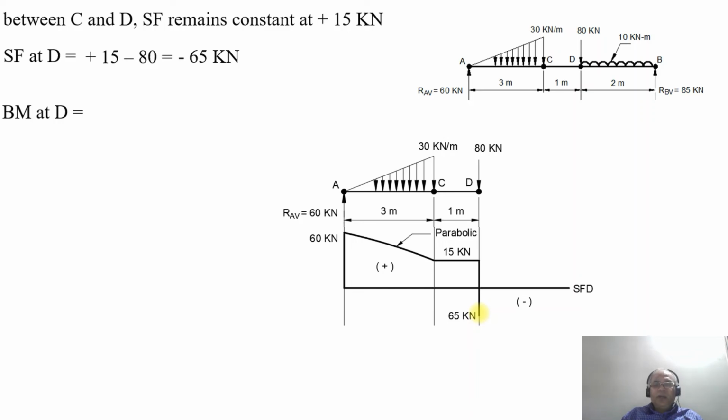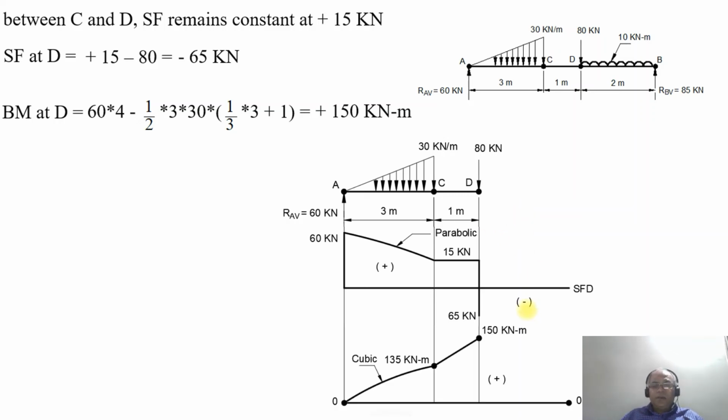So the bending moment at the point D will be equal to plus 60 into 4, minus half into 3 into 30 into 1 by 3 into 3 plus 1. So 1 by 3 into 3 plus 1. On simplification, you get plus 150 kilonewton meter. So when you are plotting that, from 135 kilonewton meter you plot to 150 kilonewton meter by means of a linear line, because there is no other load acting on this beam at this particular juncture.